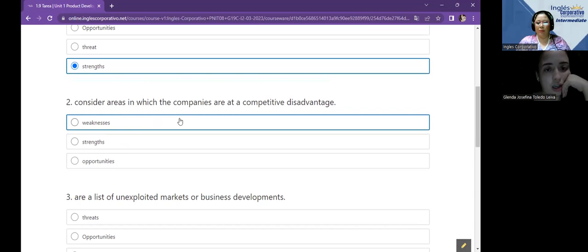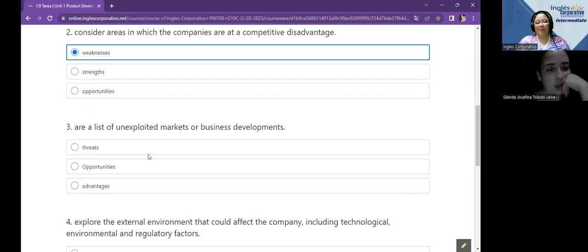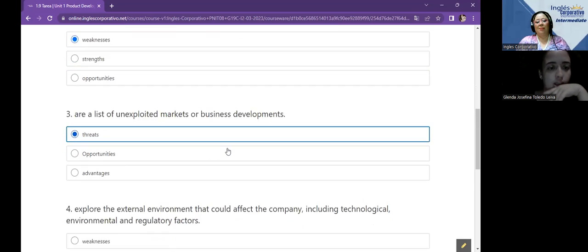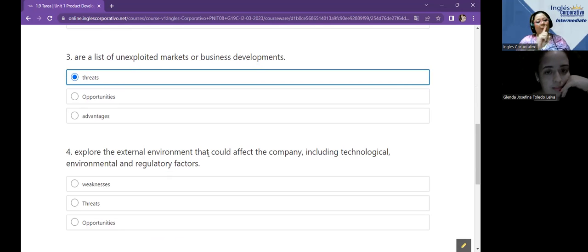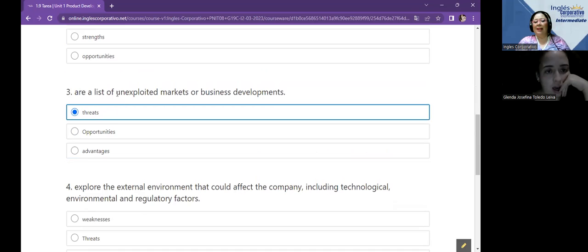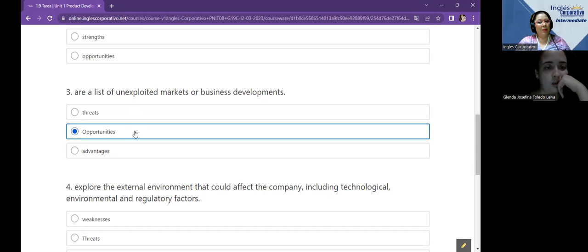Consider areas in which the companies are at a competitive disadvantage. Weakness. Are a list of unexploited market or business developments. Explore the external environment. La número tres no sería un threat. A ver, leamos otra vez. Es como ideas que nadie ha tomado en cuenta, nadie las ha explotado, ¿verdad? Ni mercados a los que nadie ha entrado, exacto. No han sido explotados. Okay, number four.